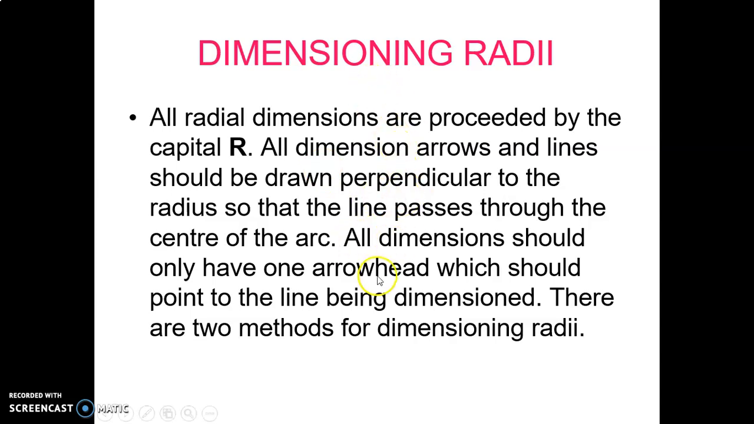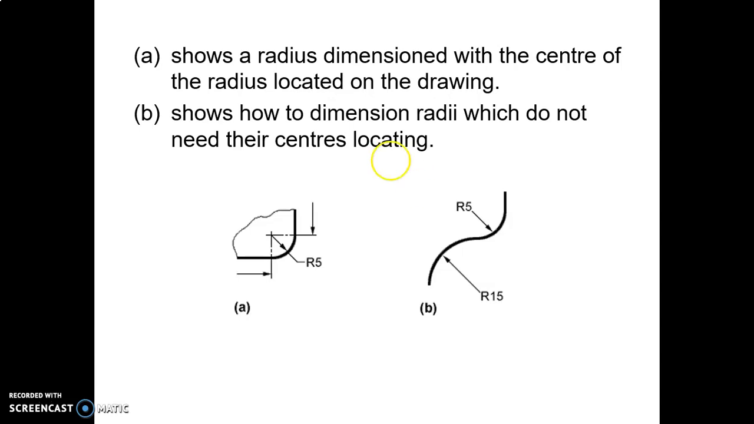For radius, as I mentioned before, the symbol is R. All dimension arrows and lines should be drawn perpendicular to the radius, so that the line passes through the center of the arc. Ni contoh untuk radius, letak R. A shows a radius dimension with the center of the radius located on the drawing. And B, kalau tengok B ni, it shows how to dimension radii which do not need their centers locating. Ada 2 types lah. Ni dia tunjuk center dia, ni dia faham sendiri center dia kat mana.